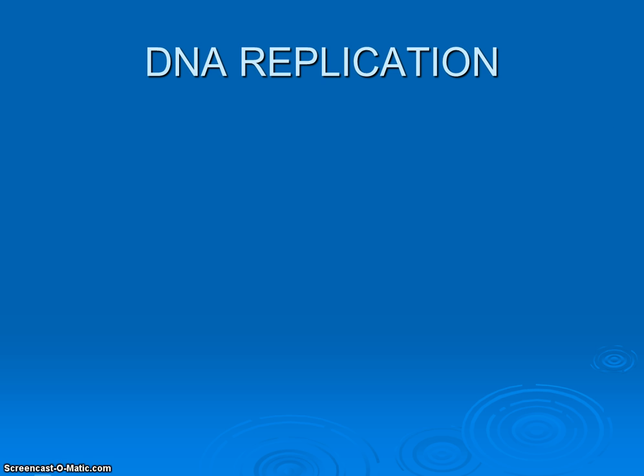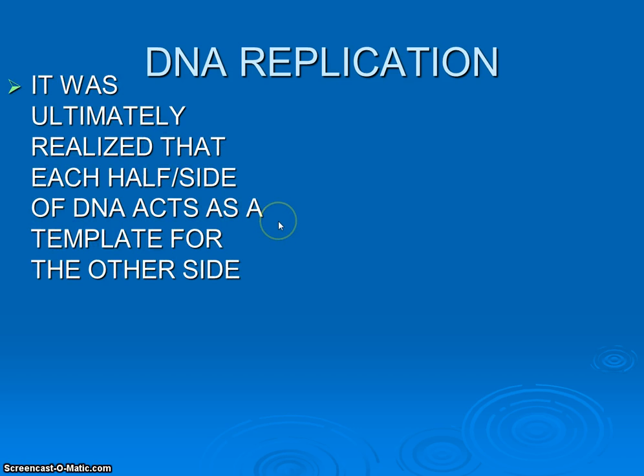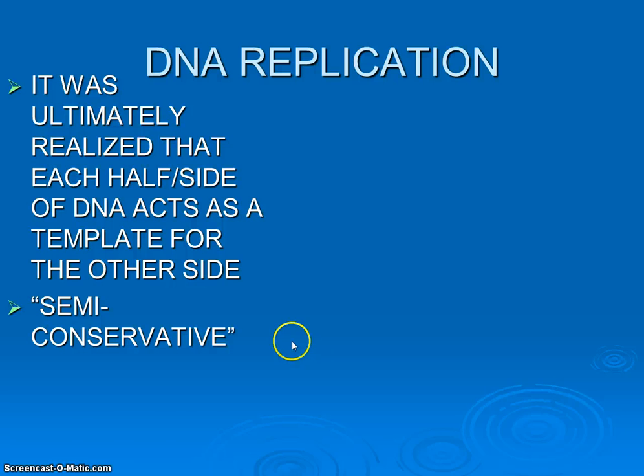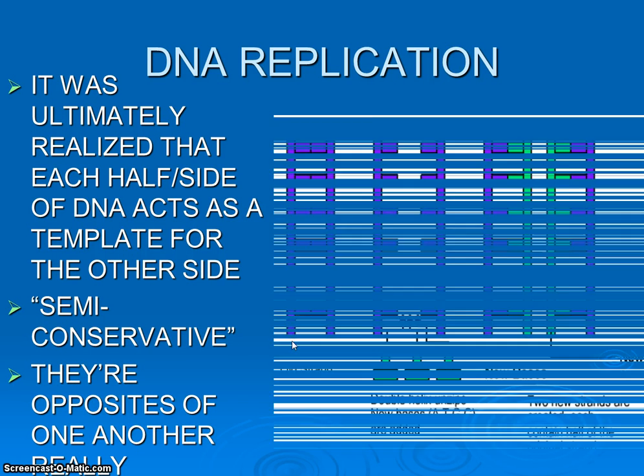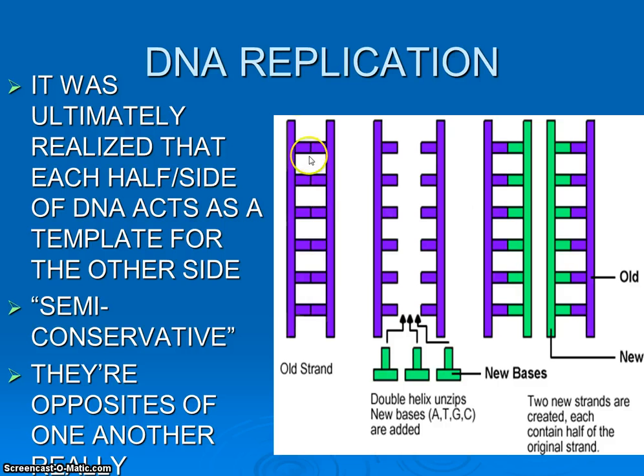So with that in mind, that's going to enable us to look at how DNA replicates itself. Very, very simply. As we just said, each side of the DNA acts as a template for the other side. So what we're going to see is it actually copies itself in a semi-conservative manner. Semi meaning half, conservative meaning save. And because the sides are opposites of one another, if we take our original strand, all we're going to have to do is open it up or unzip it and bring in new opposite complementary bases.